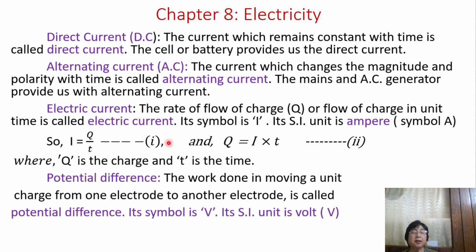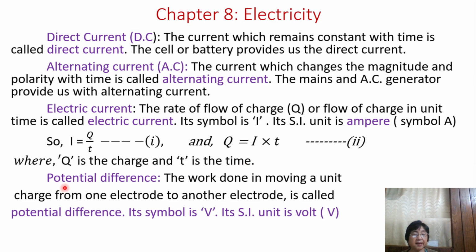This first equation we mark as equation 1, and from here by cross multiplication we get Q is equal to I t. We mark it as equation 2, where Q is the charge and t is the time.